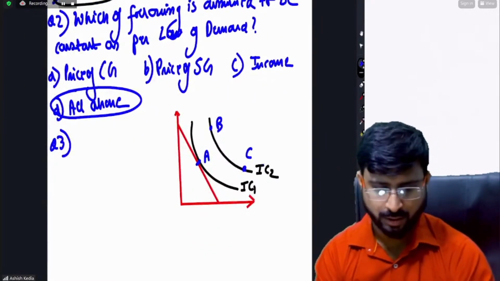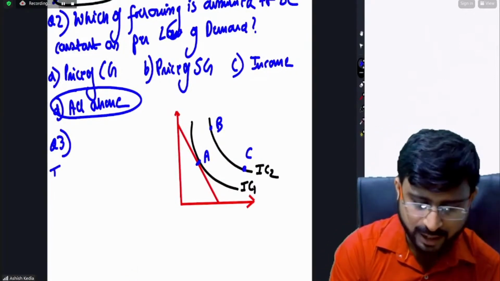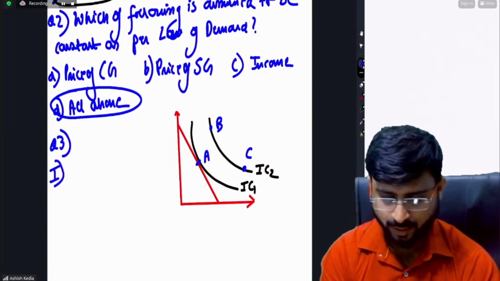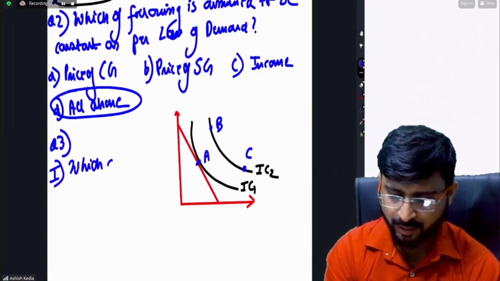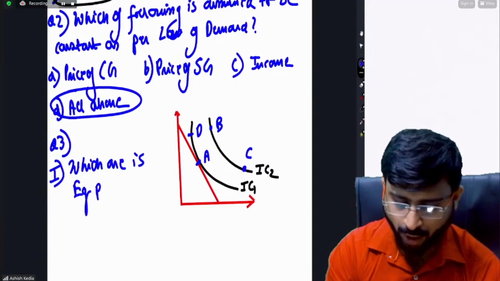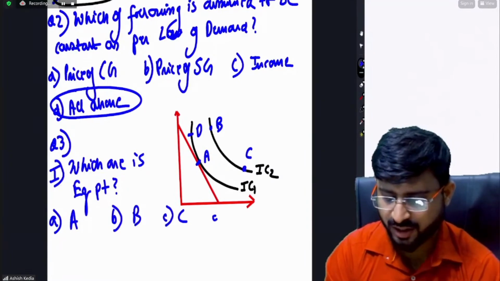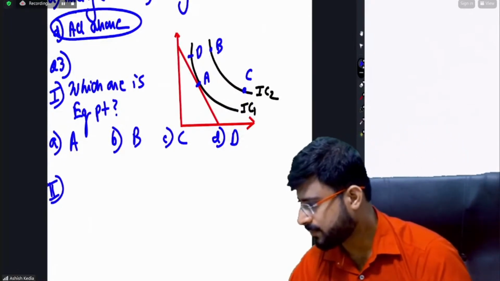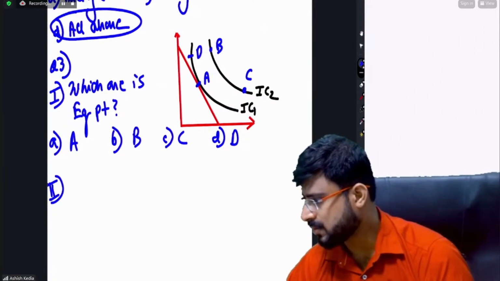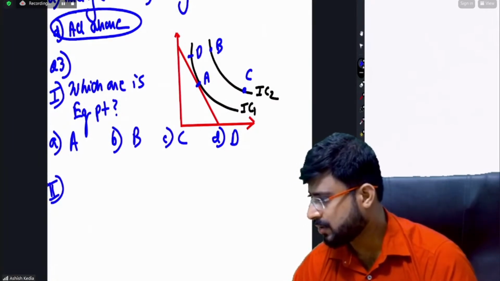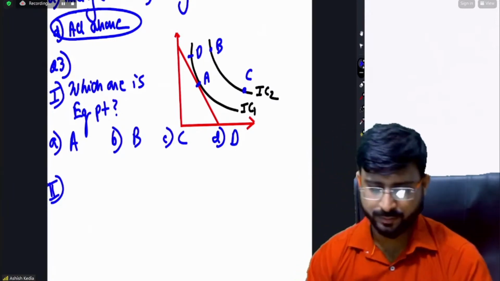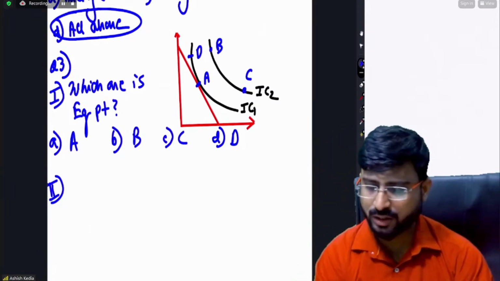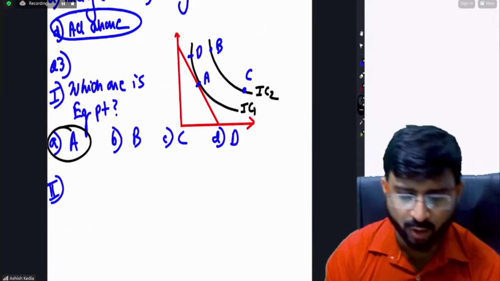Okay, so question 3 is of 2 marks. Question 3 part 1 is, which one is the equilibrium point? Option A, B, C, D. Which one is the equilibrium point? Question 3 part 1. So here the answer is point A is the equilibrium point.